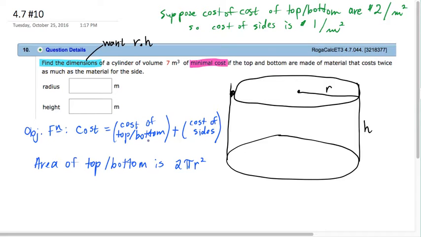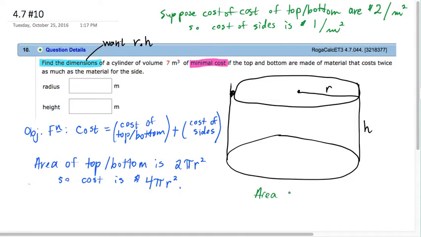So the cost of the top and the bottom is what? Multiply that times 2, $2 per square meter. We have this many square meters, so the cost is 4 pi r squared. So that's the cost of the top and bottom combined. 2 pi r squared plus 2 pi r squared is 4 pi r squared. Then the cost of the sides.